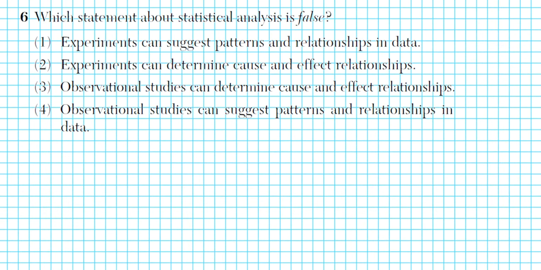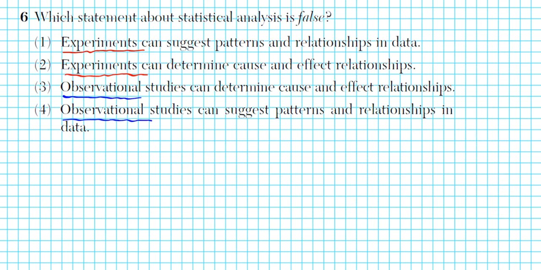Alright, let's take a look at question 6. It reads, which statement about statistical analysis is false? Now, if you notice, options 1 and 2 are talking about experiments. What can they determine or suggest? And then options 3 and 4 are talking about observations, observational studies.